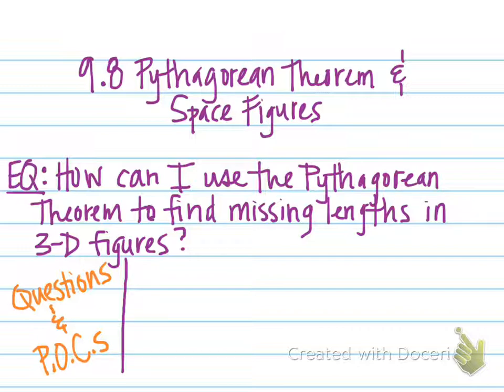So we're going to look at 3D figures, which can be kind of difficult to do on a two-dimensional piece of paper. So we're going to do our best to draw some really good pictures and try to find the right triangles within the picture so that we can use Pythagorean theorem with them to find missing lengths.